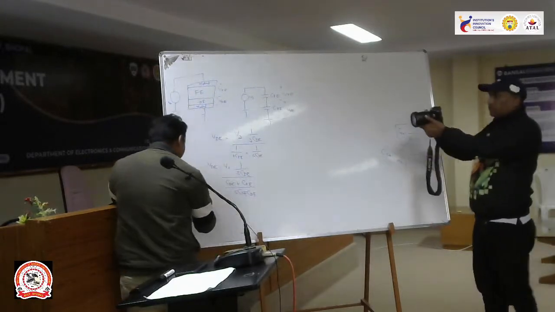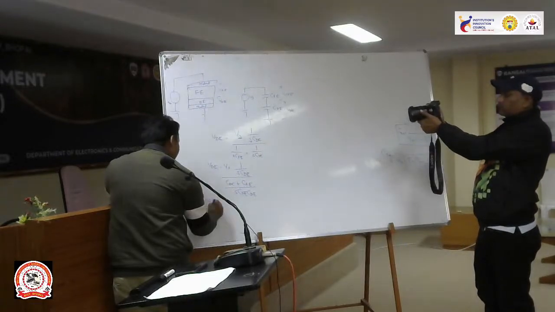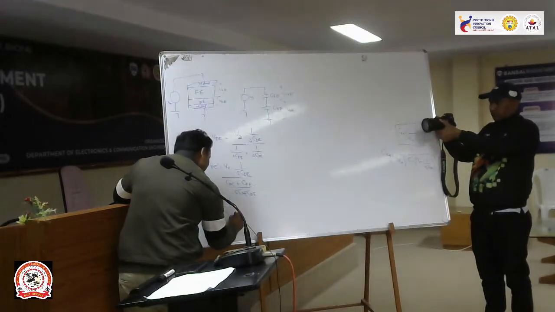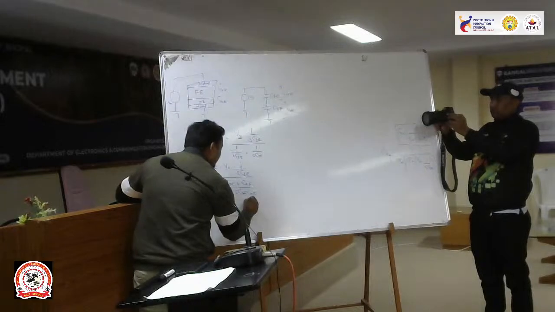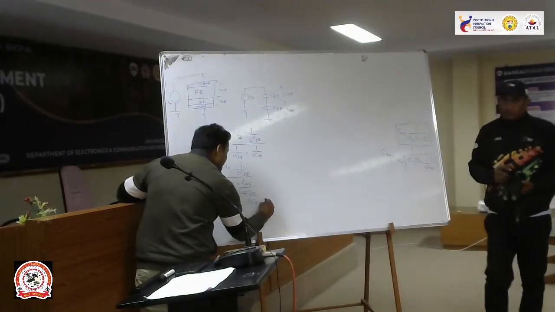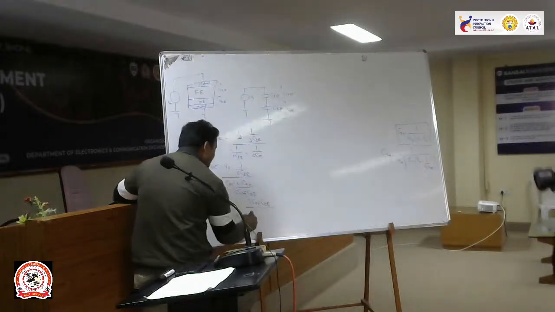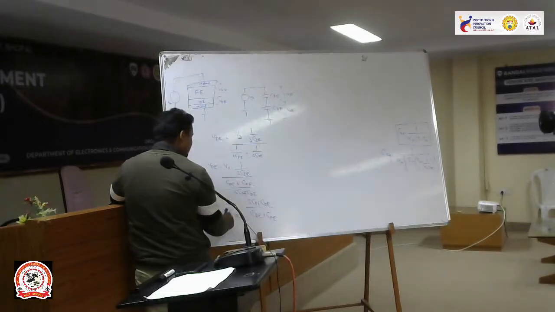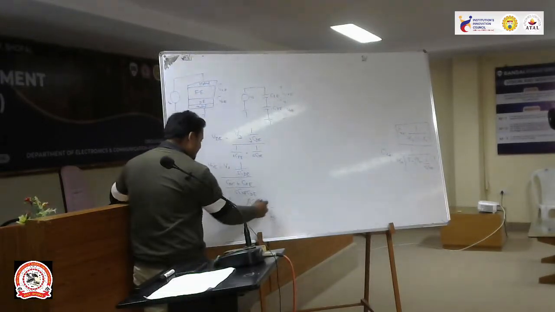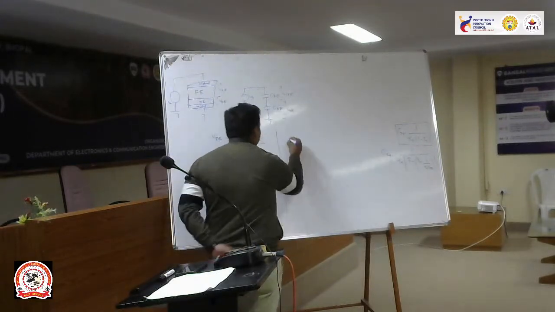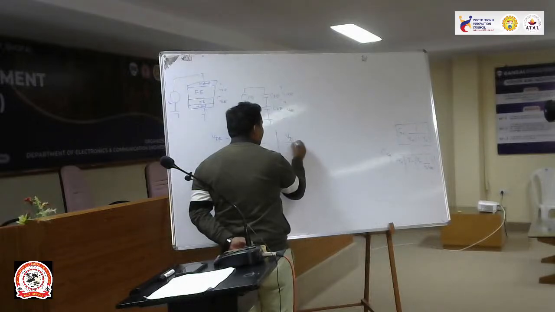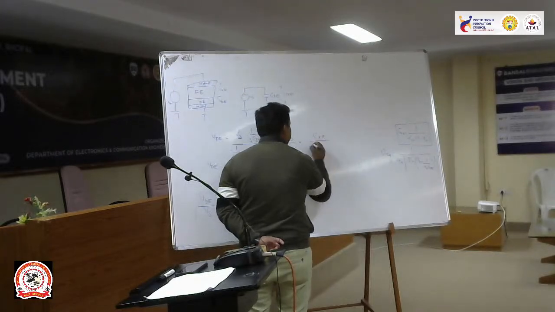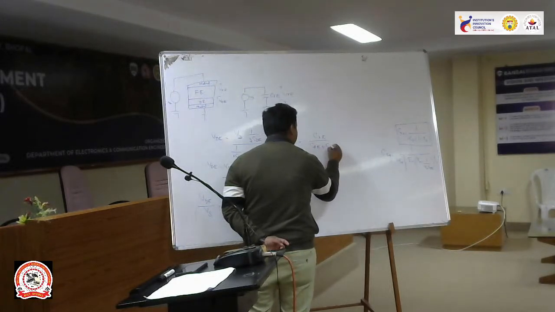Now if we solve this, VDE by Vs equals 1 upon SCDE into SCFE CDE upon CDE plus CFE. Now this S gets cancelled and CDE and CDE get cancelled. So what is remaining over here? VDE upon Vs equals CFE upon CFE plus CDE.